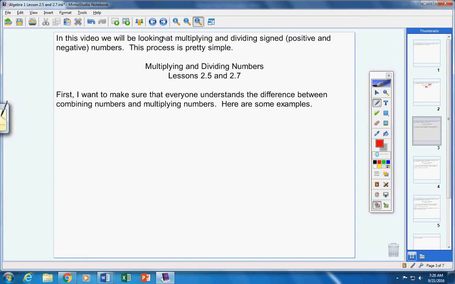Now, first, I want to make sure that everyone understands the difference between combining numbers and multiplying numbers. Here are some examples. You may write these down, or you can just watch. That is totally up to you. But it is imperative that you know the difference, because if you don't, you're going to use the combining rules when you should use the multiplying rules, and you're going to use the multiplying rules when you should use the combining rules. So watch carefully, please.